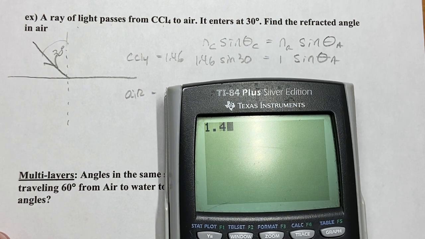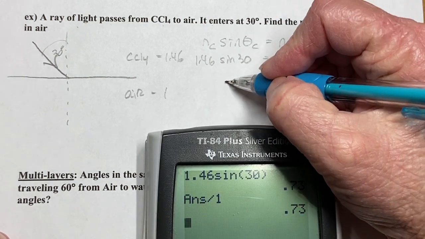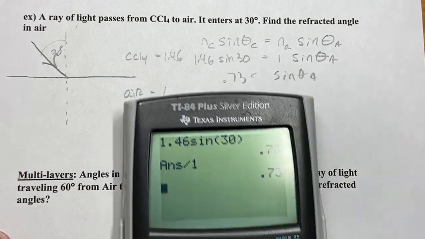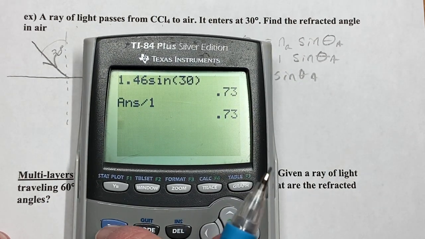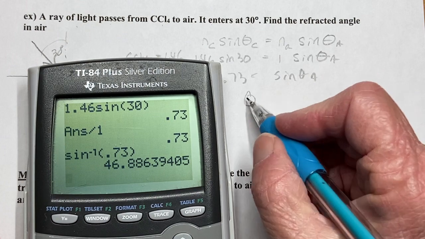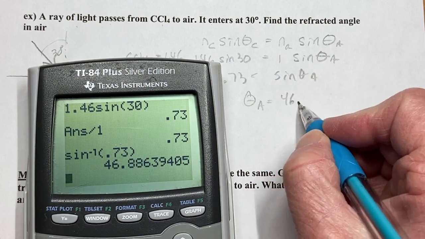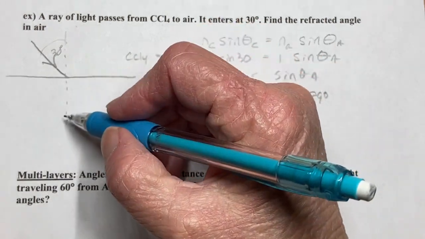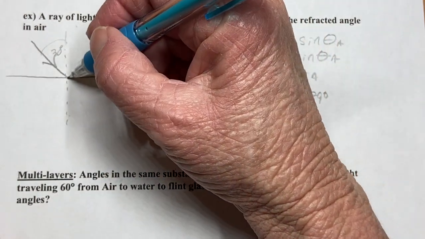All right, 1.46 times sine of 30 is 0.73, and then I divide by 1. So 0.73 equals sine theta A. Now, we haven't done this in a while, but how do I find the angle? So second sine 0.73. So the angle in air is 46.89 degrees. If this is the normal, 30 would be straight, so it's going to bend away from the normal.